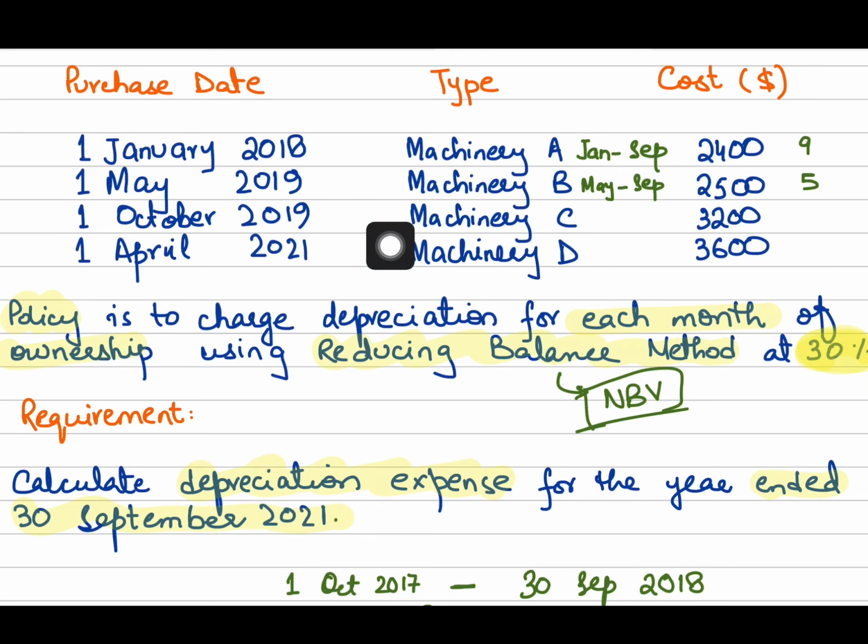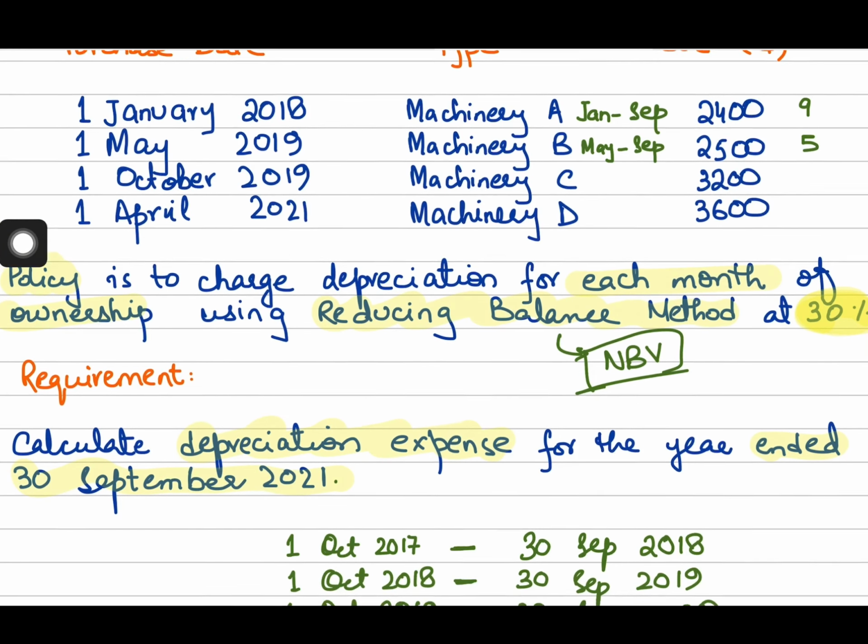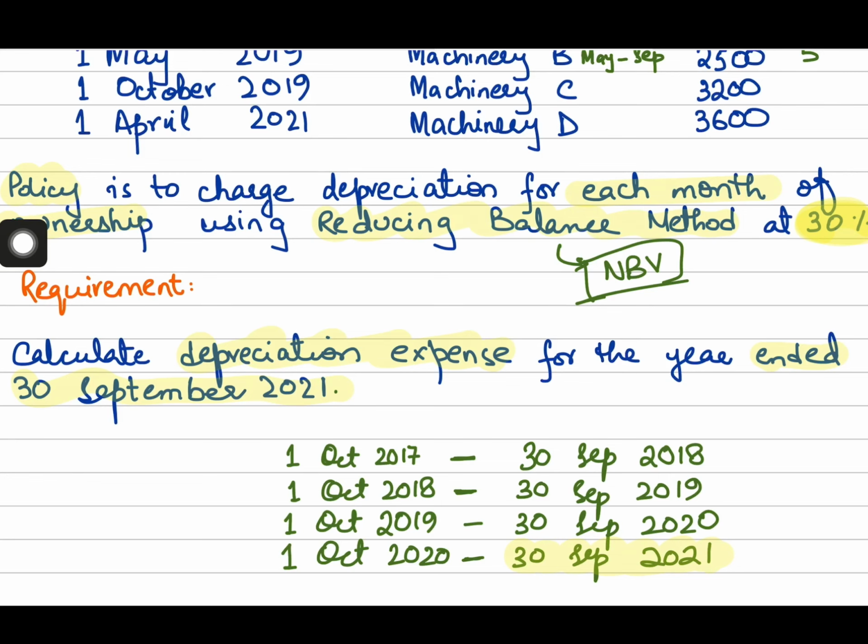Now as you can see, there is a similar year end, that is 2019, for the next asset as well, that is machinery C. But do you think that this will fall in the same year as machinery B? No. Why is that so? Because we are purchasing this on 1st of October 2019. So let's just check our timelines: 1st of October 2019, this year will end on 30th September 2020, right?